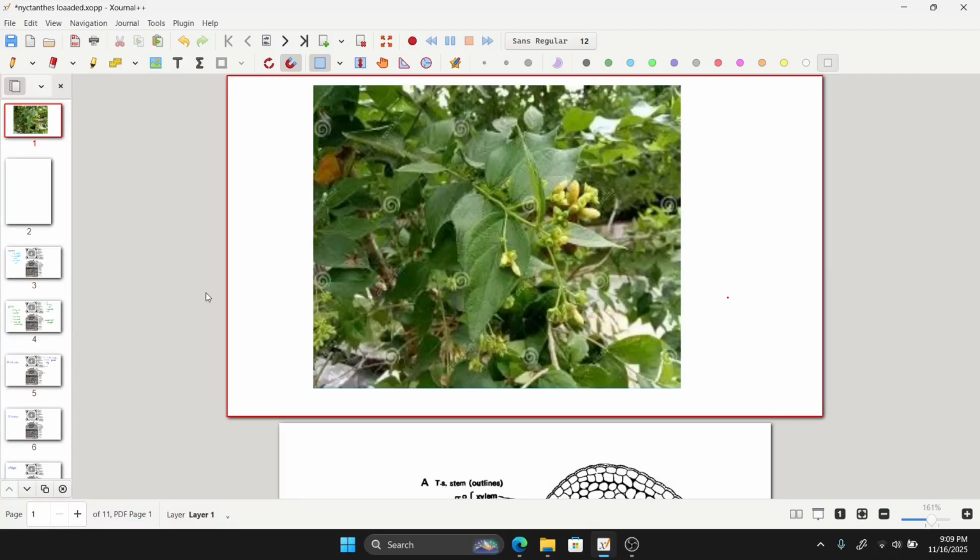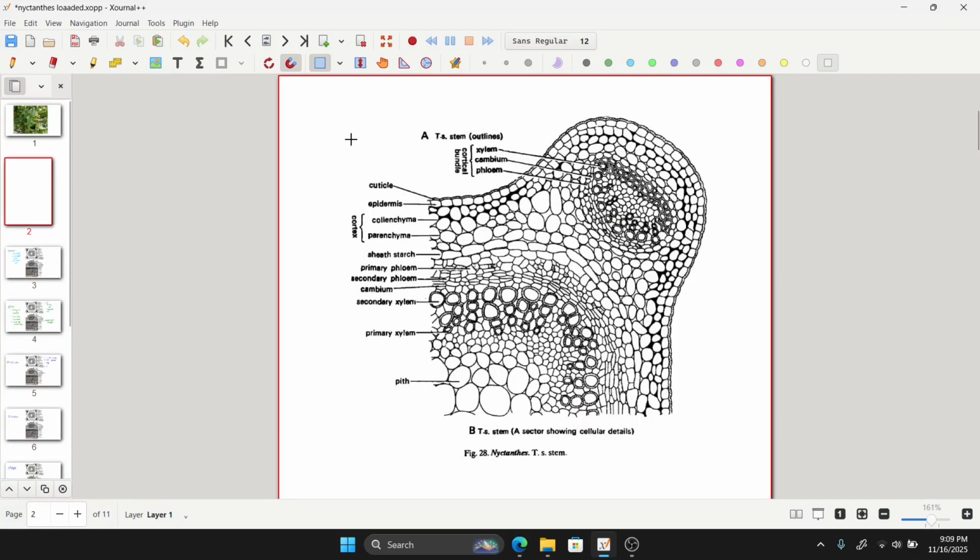Taxonomy of the Nyctanthes that belongs to the Oleaceae family. Here you can see that the outline of the transverse section of the stem is quadrangular, and it has a single layered epidermis, which consists of rectangular cells. It has a cortex.